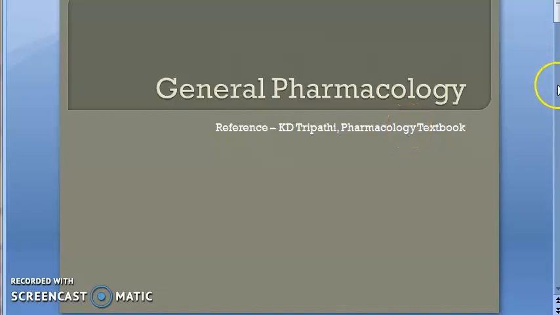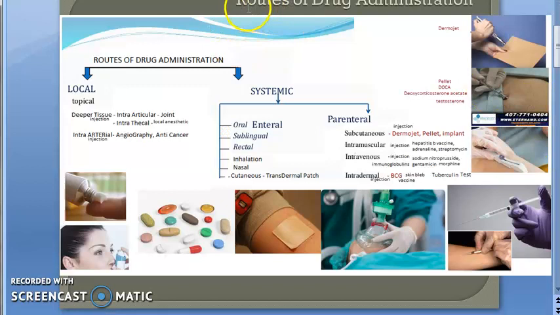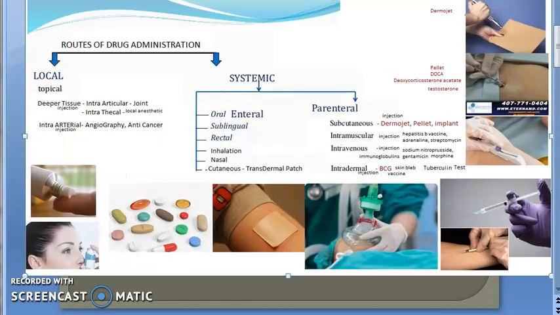Hello people. So let us start off with general pharmacology topics. Let us start off with routes of drug administration. Okay. Now, what exactly are we trying to talk about here?